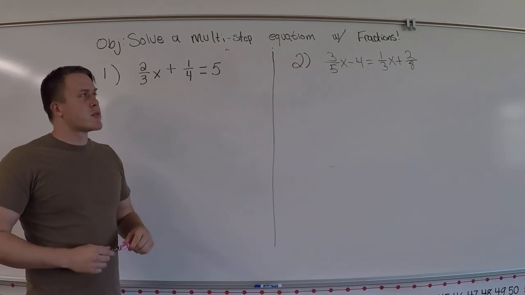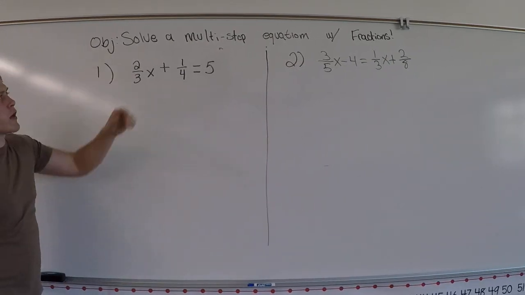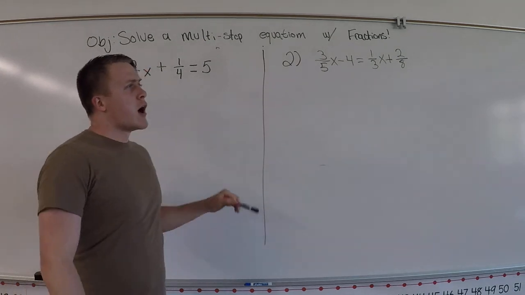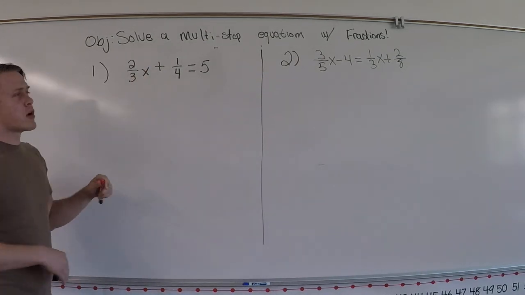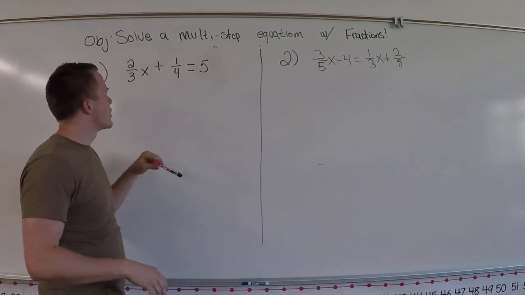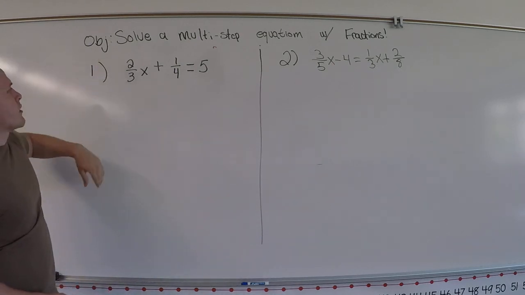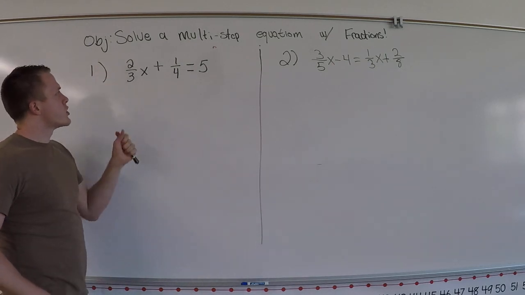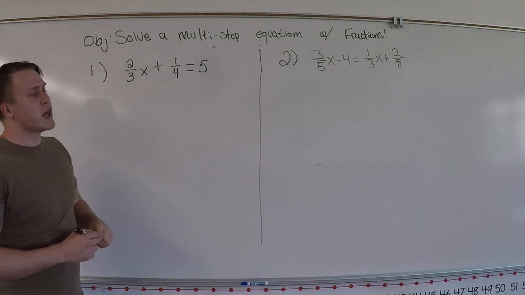Hello everyone. So we are going to solve a multi-step equation with fractions. This should be a review from last year, so I'm just going to do two quick examples. So number one, we will have 2/3 x plus 1/4 equals 5.